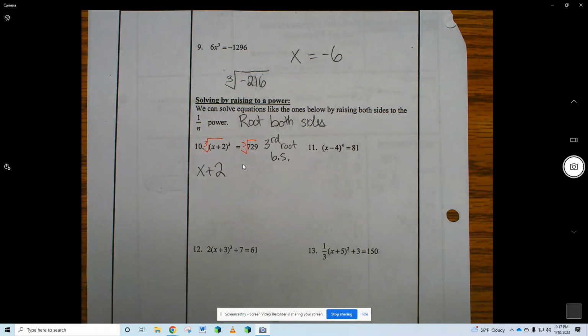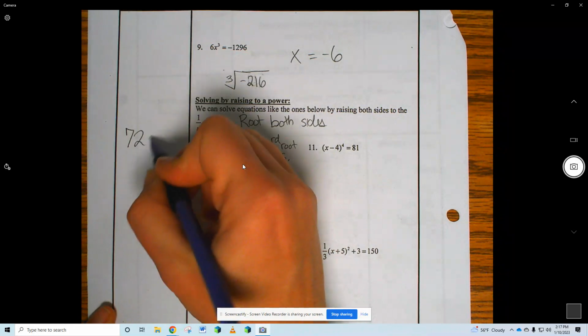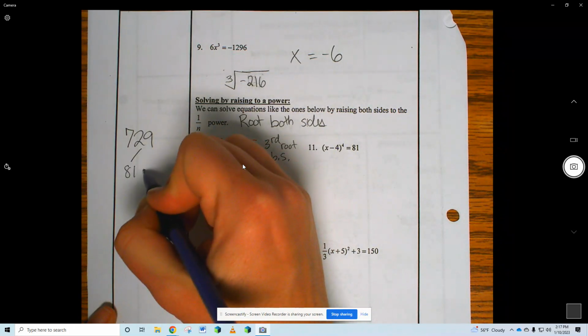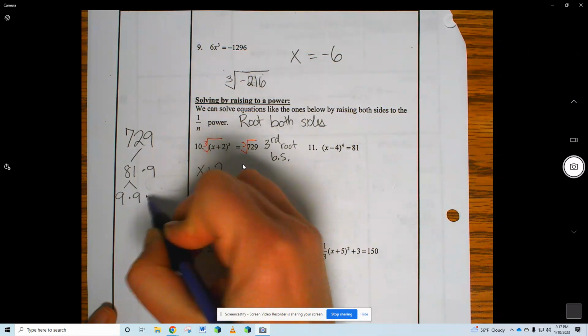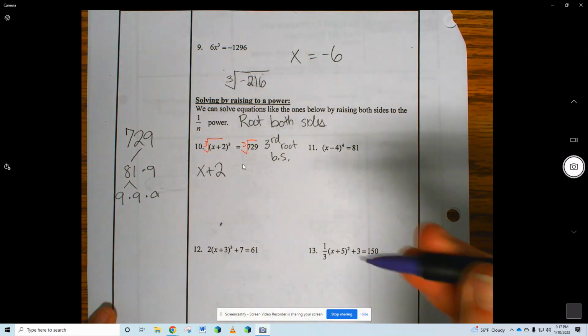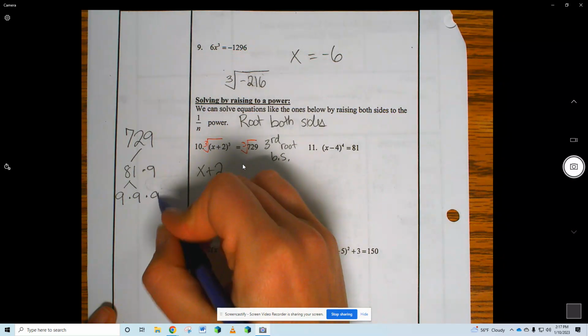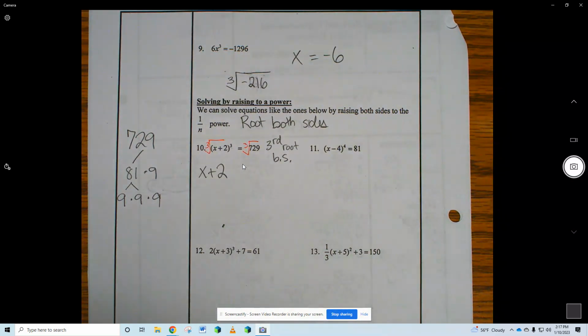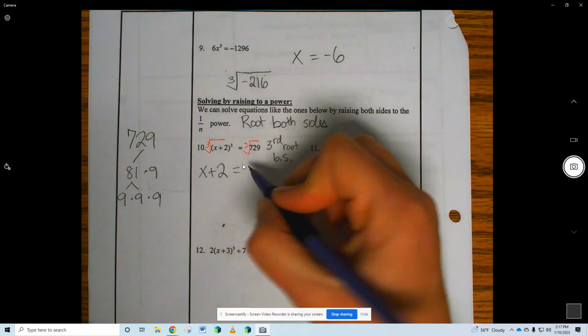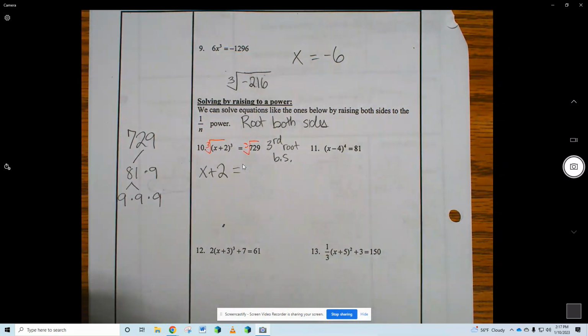81 times 9. Okay, so this is a little factor tree, right? But 81 is 9 times 9. So here is this 3 times in a row, 9s. The cube root of 729 is 9. Is it a positive 9, a negative 9, plus or minus? What is it? Because this matters. The third root, it's a positive 9. It cannot be negative.